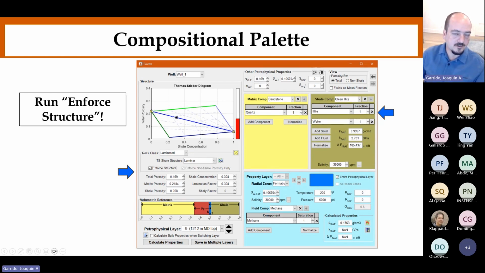If we run it, this would force the matrix porosity in this case to match the other things that we have observed. So we would get a better idea of what the shale, matrix porosity should be. Now, how did I do that? I can just use enforce structure and that would do it.